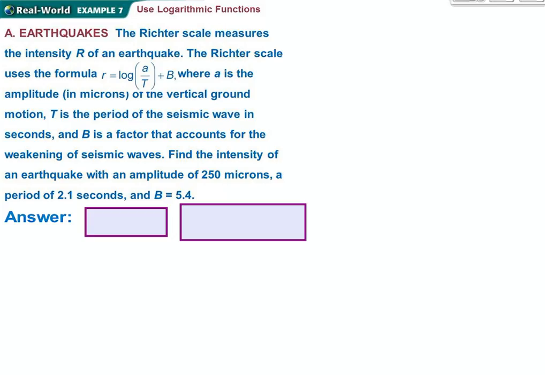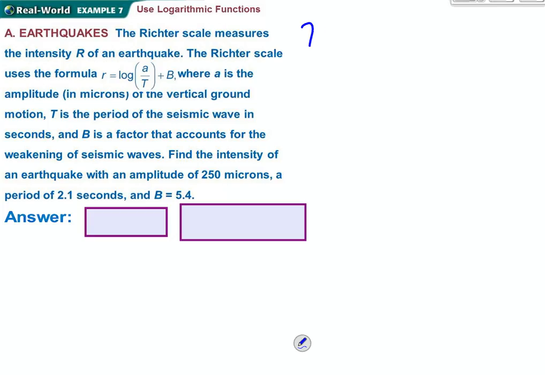So this last problem is talking about using logarithmic functions and looking at earthquakes and the Richter scale. The Richter scale measures the intensity R of an earthquake. The Richter scale uses the formula R equals the log of A over T plus B, where A is the amplitude in microns of the vertical ground motion, T is the period of the seismic wave in seconds, and B is a factor that accounts for the weakening of seismic waves. Find the intensity of an earthquake with an amplitude of 250 microns, a period of 2.1 seconds, and a B that is equal to 5.4.